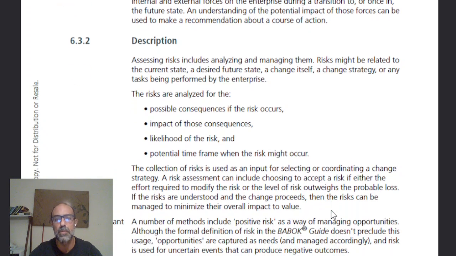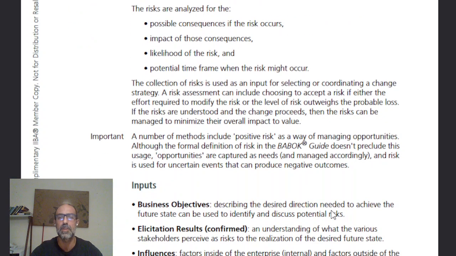Description: assessing risk includes analyzing and managing them. Risks may be related to the current state, a desired future state, a change itself, a change strategy, or any tasks being performed by the enterprise. The risks are analyzed for the possible consequences if the risk occurs, the impact of those consequences, the likelihood of the risk, and the potential time frame when the risk might occur. So, what are the possibilities of this risk occurring? What is the impact of the risk and its consequences? What's the likelihood? First, the possibility and the likelihood.